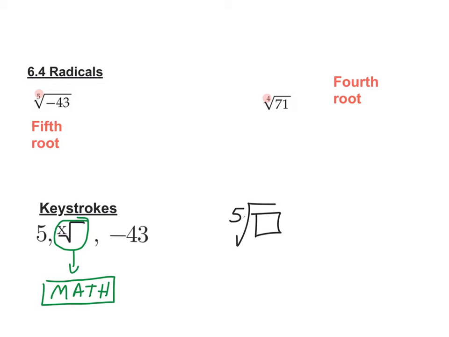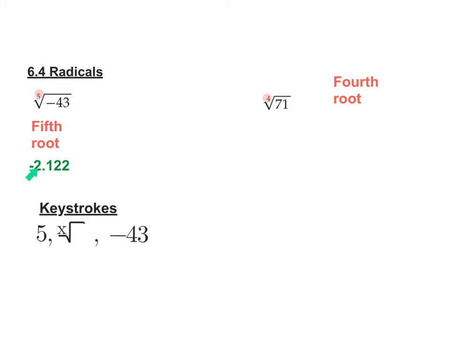Okay? So take a few minutes, pause the video, go through the first one. We'll come back together and go through the first one, and then after that we'll go through the second one. Okay? The original directions said to round to 3 places. So when you enter this in the calculator properly, what we'll get is this negative 2.122.